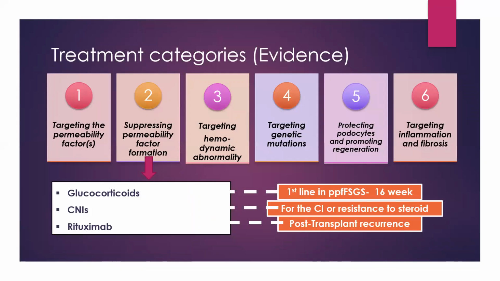So if we try to summarize the evidence after all the theory, glucocorticoid is the first-line therapy and should be given for at least 16 weeks. CNIs are for contraindication to steroid or resistance to steroid, and rituximab for post-transplant recurrence.